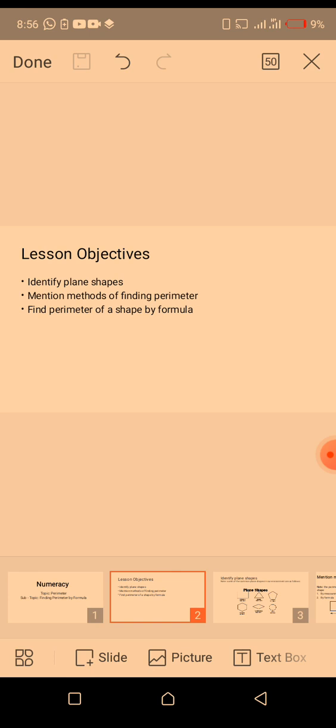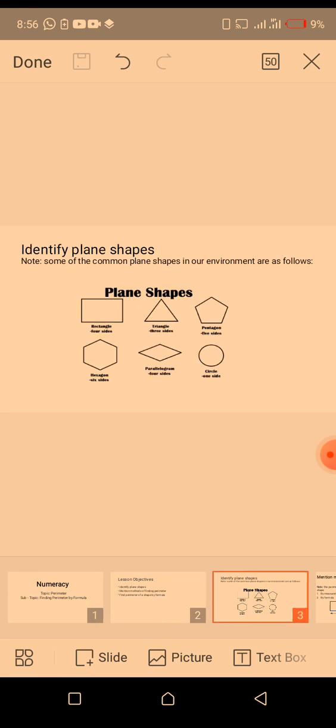Now, the lesson objective. At the end of this lesson, you should be able to: one, identify plane shapes; two, mention methods of finding perimeter; and last, find the perimeter of a shape by formula. Now, let us identify plane shapes.